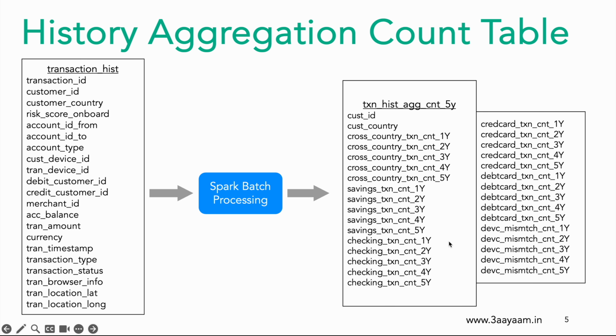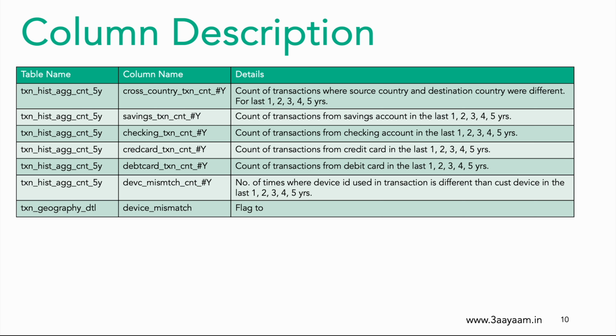And these are all counts, and the description of the columns is mentioned in later slides, which is this one. This is the column description of all the tables. Just wanted to tell you about the transaction history aggregate count. In the details, it tells you what you have to load in these columns. It can be from 1 year to 5 years. But the table name is transaction history aggregate count 5 years, and the column name is cross country transaction count 1 year, 2 year, 3 year, 4 year, 5 year, and so on.